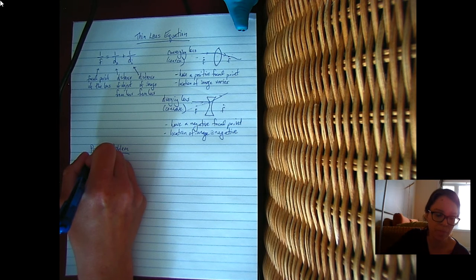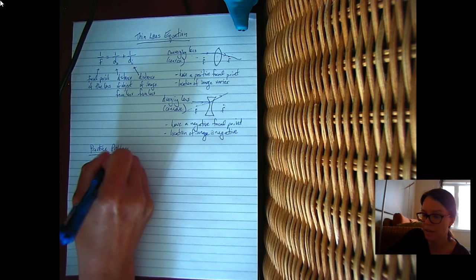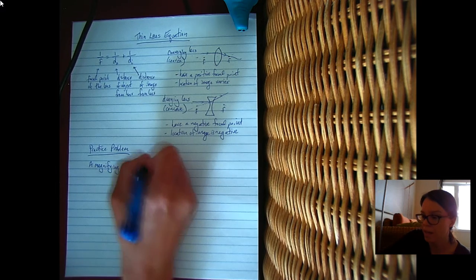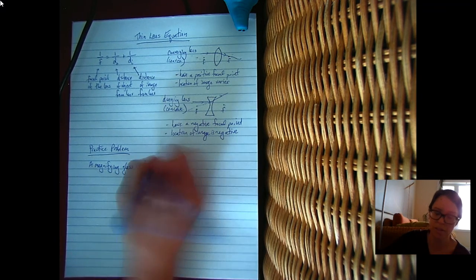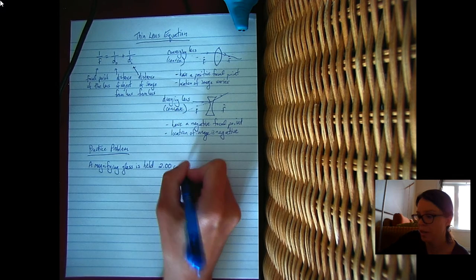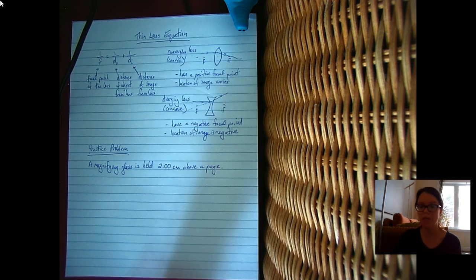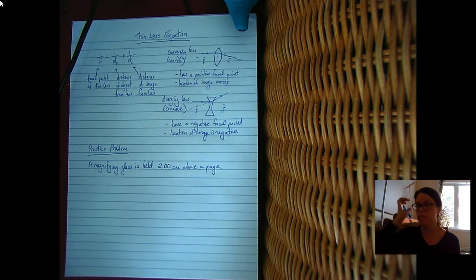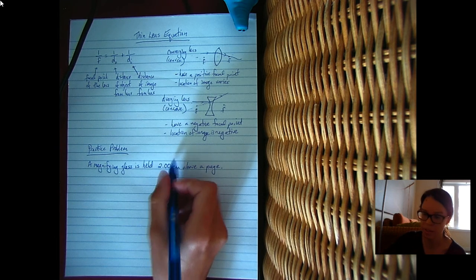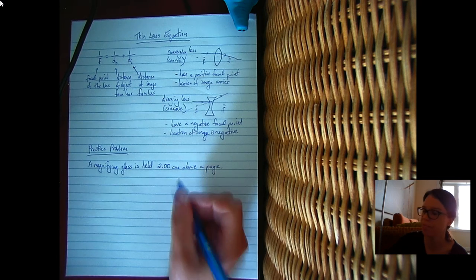This is a question from your textbook. So, a magnifying glass is held 2.00 centimeters above a page. So first of all, this is physics. Physics is all about significant digits, units, accuracy, all those pieces. So this is measured perfectly, 2 centimeters above a page.